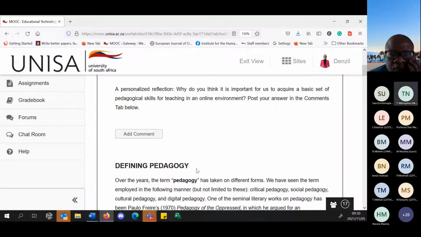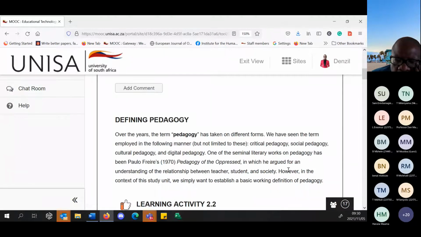So we know that pedagogy has taken different forms over the years, and we have also seen the term employed in different manners. Many people know the most famous work, Paulo Freire's Pedagogy of the Oppressed. Anybody who talks about pedagogy in the South African context, Pedagogy of the Oppressed always features somewhere. But over the years, pedagogy has also been readapted, and you're finding concepts such as heutagogy and andragogy. These are different adaptations of how we teach and learn, right?